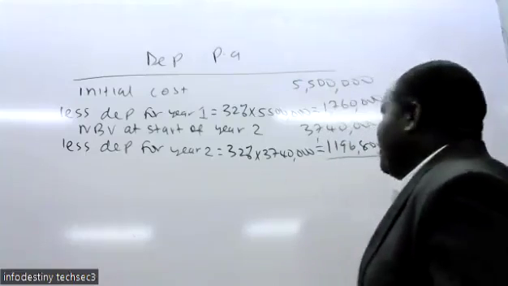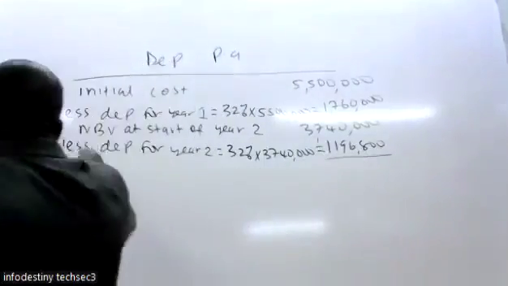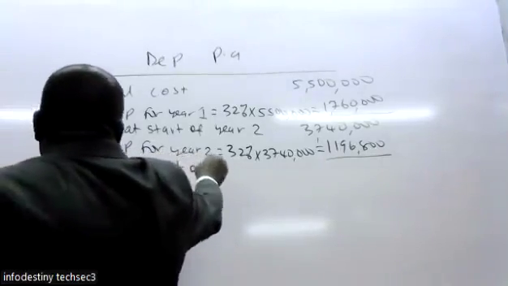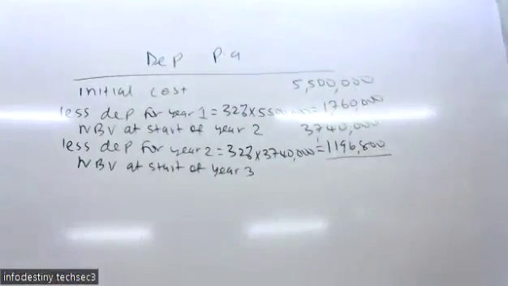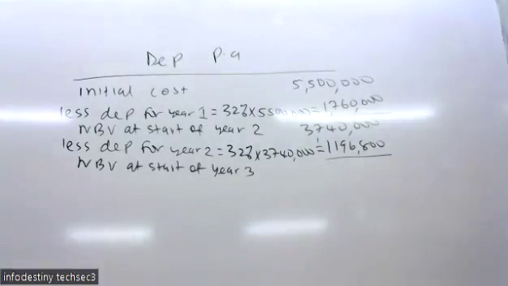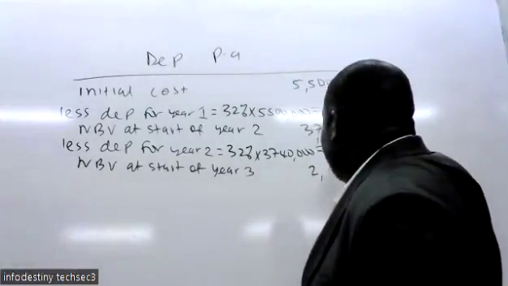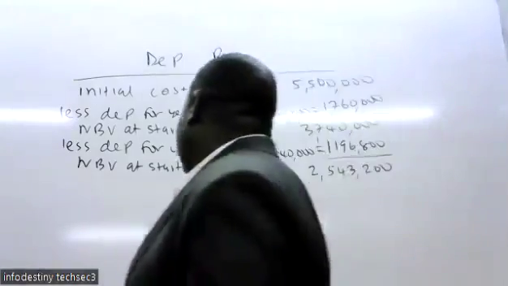So when you subtract, you get the net book value at the start of year 3. So what will be our net book value at the start of year 3? It is 2 million 543,200. Then we less depreciation for year 3.